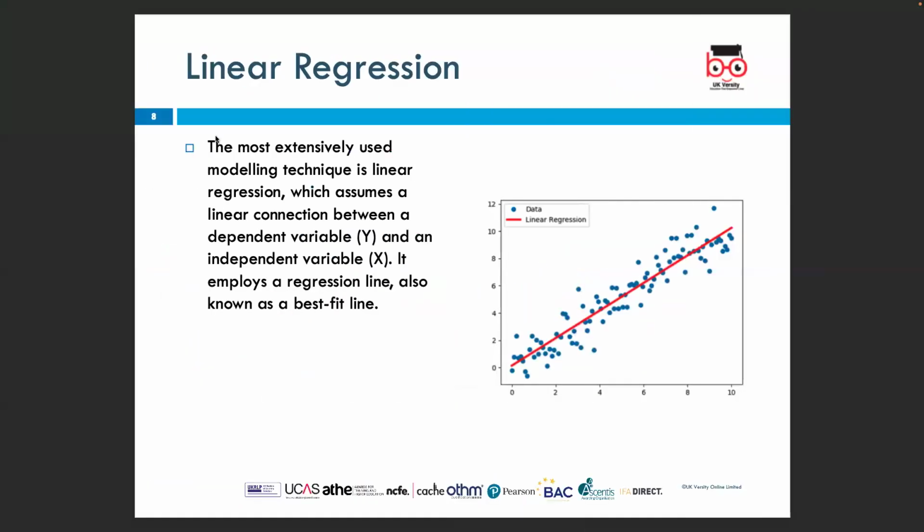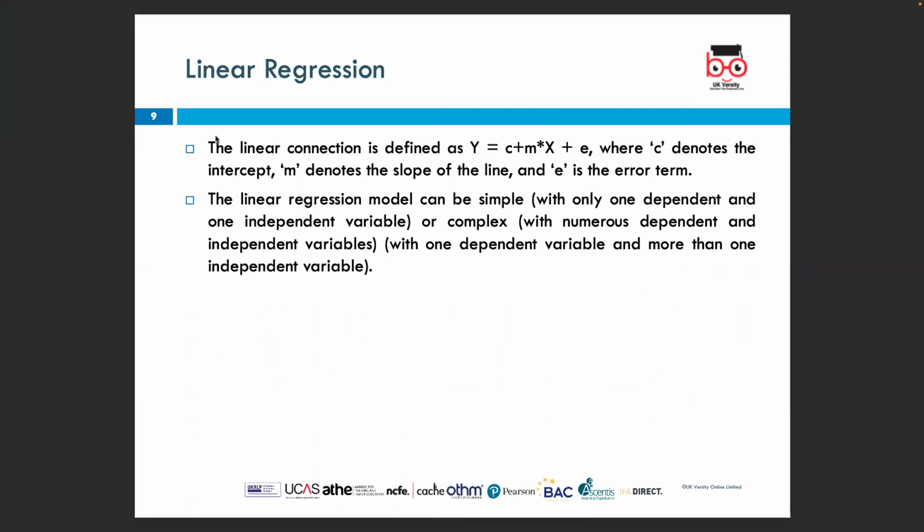So let's continue. In linear regression, the linear connection is defined as y equals c plus m times x plus e, where c denotes the intercept, m denotes the slope of the line, and e is the error term. The linear regression model can be simple, with only one dependent and one independent variable, or complex, with one dependent variable and more than one independent variable.